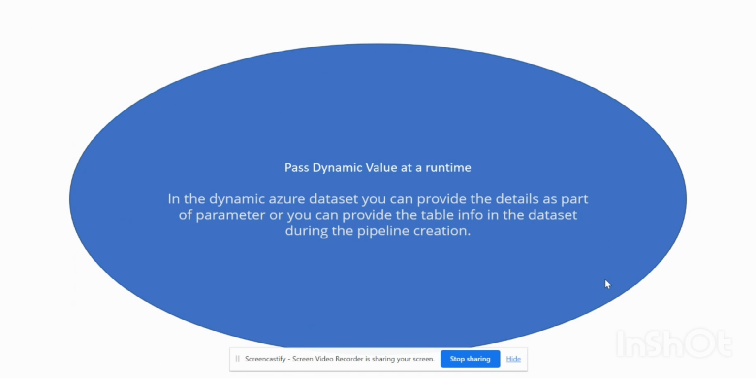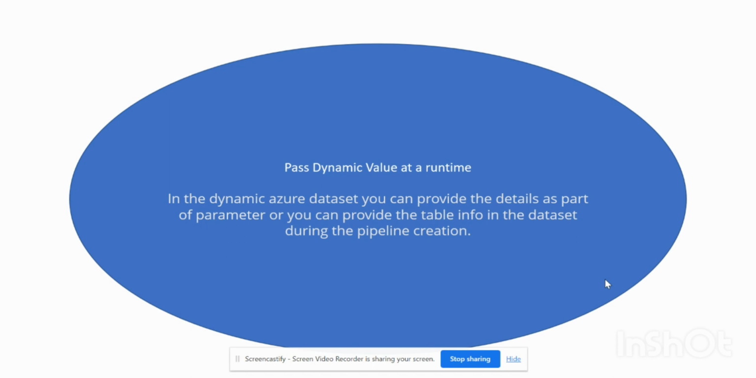Parameterize means passing a dynamic value at runtime. In the dynamic Azure data set, you can provide the details as part of the parameter. So in the dynamic data set, you will create one parameter in the data set and you will pass the parameter value at runtime.